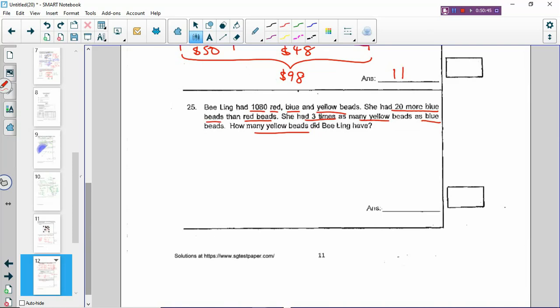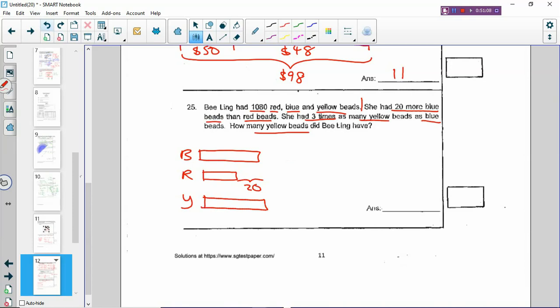Alright, so let's draw the model. The first sentence you can't draw, then you jump. She had 20 more blue than red. Let me just draw a bit shorter. 20 more blue than red, so you put the 20 over here, which is outside. She had 3 times as many yellow as blue. So the yellow here is 1 time, same as the blue rectangle, and you need to draw 3 times. So another rectangle, and then another rectangle. And the total is 1080. So how many yellow beads did Billing have? Your question mark is to find this. And you are done.